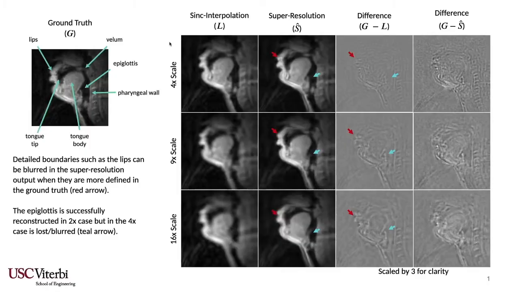In this frame, I'll analyze the super resolution response at higher scales, including 9x and 16x. In the 4x case, we see that the epiglottis is properly reconstructed and matches the ground truth. However, as we increase the downsampling scale and go to 9x and 16x, we see that the epiglottis starts to get completely lost and look completely unrealistic at the 9x and 16x scales, making it pretty unusable if analysis of the epiglottis is required.